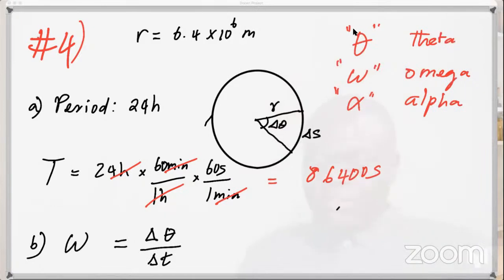So for one, it asks for the angular rotation. So for one rotation, we know the time. Do we know the distance for one rotation, the angular distance for one rotation?